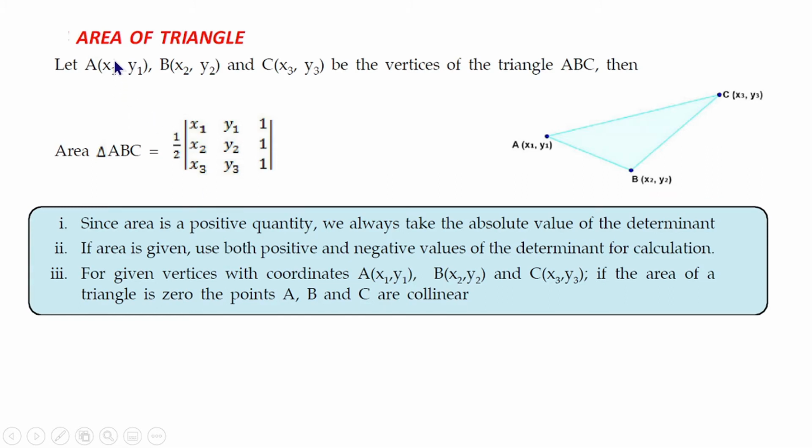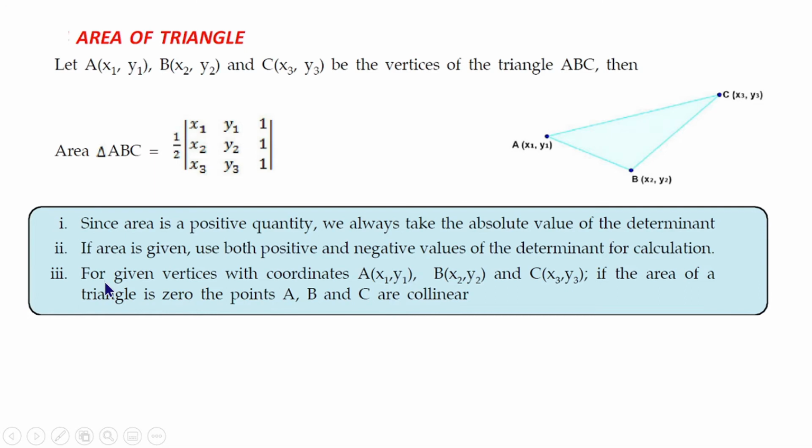Now moving on, next we have area of triangle. If we have a triangle ABC with vertices A (x1, y1), B (x2, y2) and C (x3, y3), then we can find the area of this triangle ABC as half of the determinant of x1 y1 1, x2 y2 1, x3 y3 1. Now since area is a positive quantity, we have to take the absolute value of the determinant. If area is given, then we have to use both positive and negative values of the determinant for calculation.